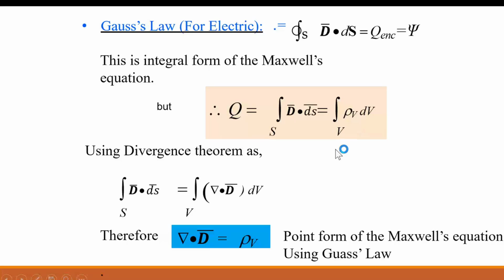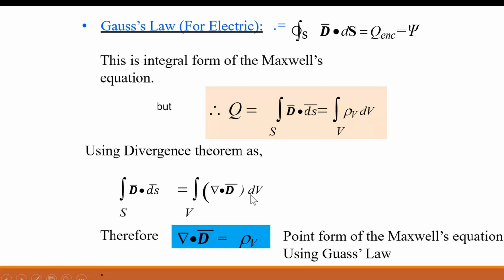The divergence theorem states it like this. It is the surface integration of any vector quantity over the surface dS. A closed surface integration should be there. So closed surface integration of D bar dot dS bar is equal to the volume integration of the divergence of D into dv. Okay, volume integration of the divergence of that vector quantity into dv.